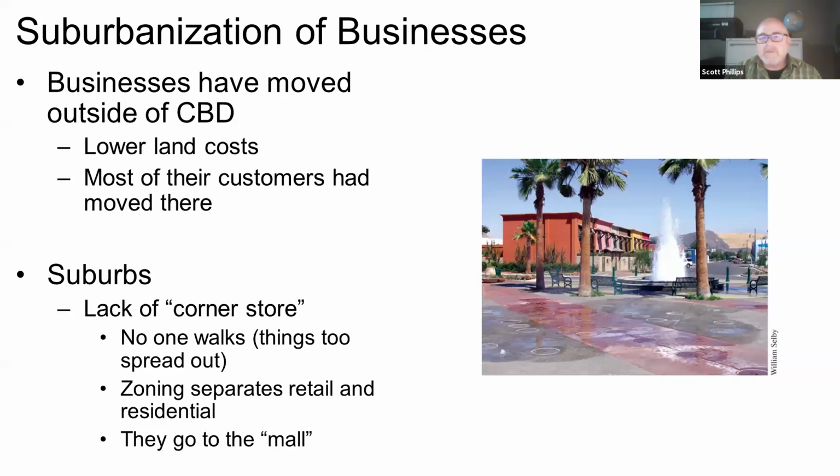One thing about suburbs that's different than a downtown is they often don't have a corner store. The transportation is really more about cars. So we have shopping malls, places where people would drive to rather than places people would walk to, like you would have in a city like San Francisco.